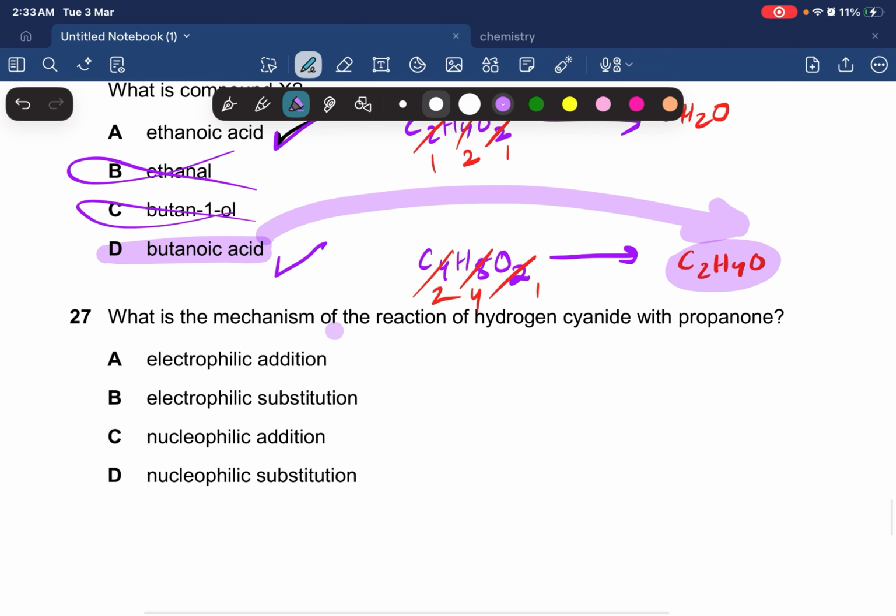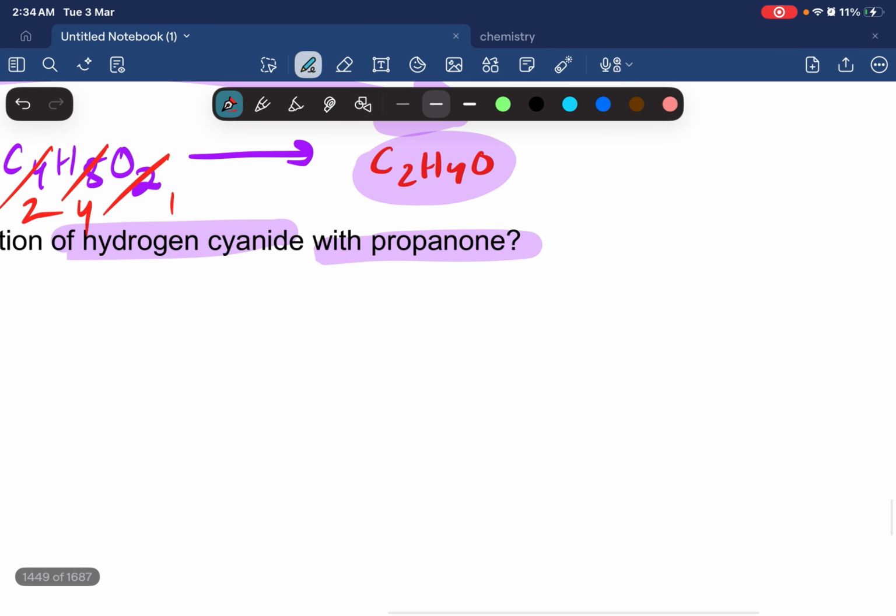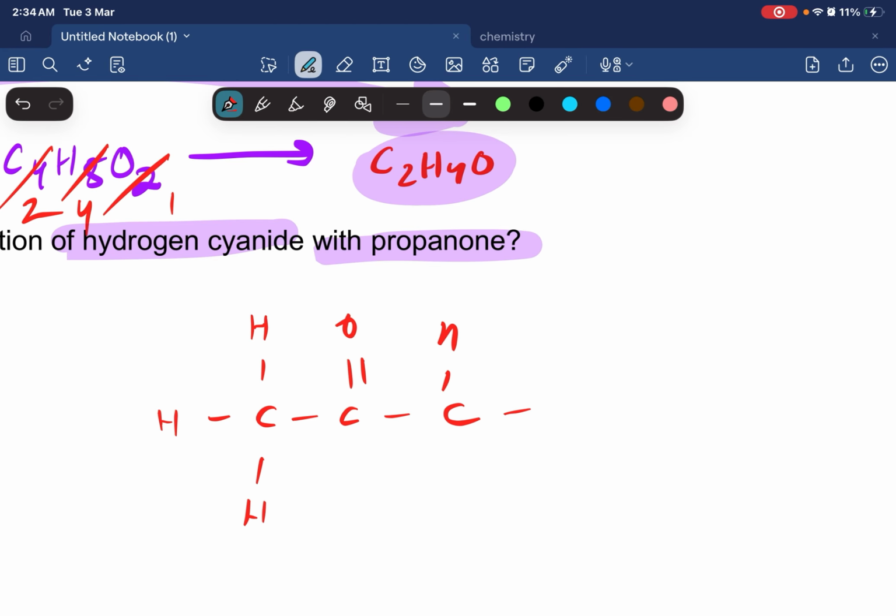What is the mechanism for the reaction of hydrogen cyanide with propanone? Nucleophilic addition. Am I correct or not? Let me check. Yeah, that's nucleophilic addition. You don't need to think about it. You know what propanone is. Propanone means carbon, carbon, carbon, double bonded O, with hydrogens on the carbons, six hydrogens in total.